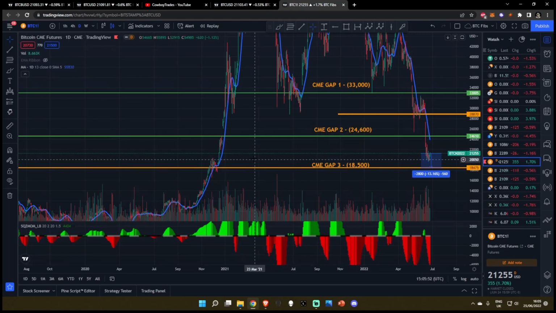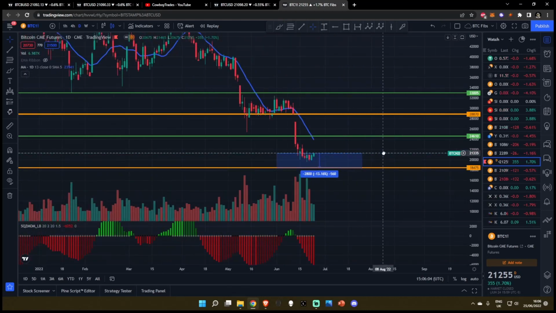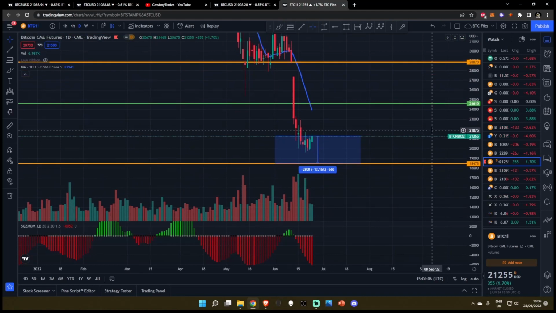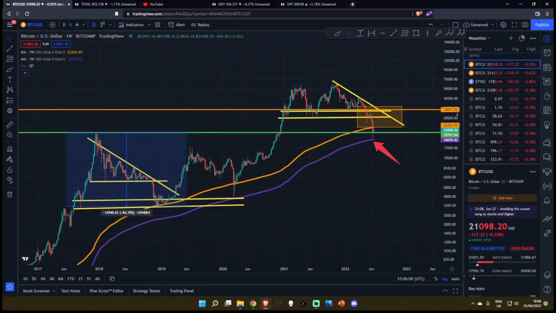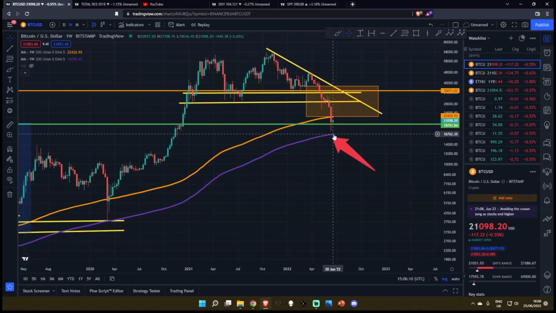We've filled these other ones, so we filled 24,600. No one thought we were going to do this when we were heading up at 26,000, but now it's looking likely that 18,500 could be one of the prices that we're going to magnetize to. But my bear market low prediction is actually here at 16,700. Call it 17,000 because this is a weekly moving average.